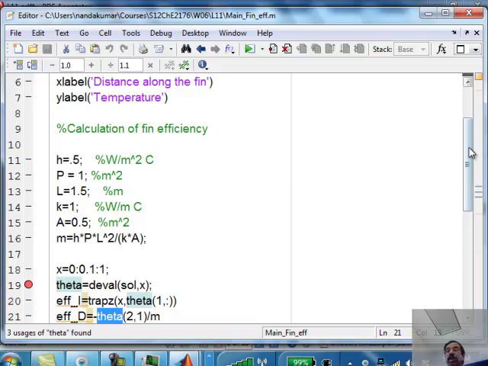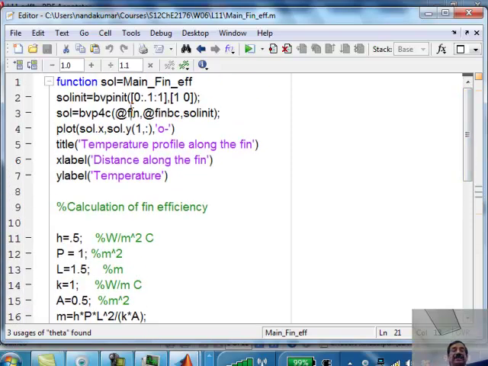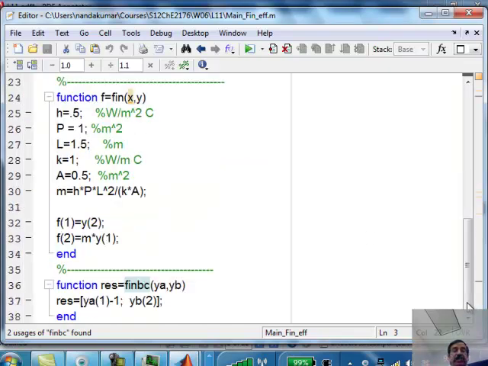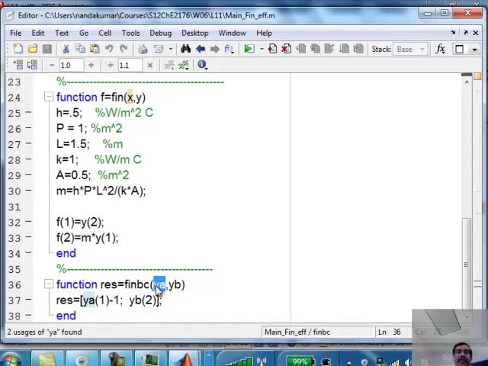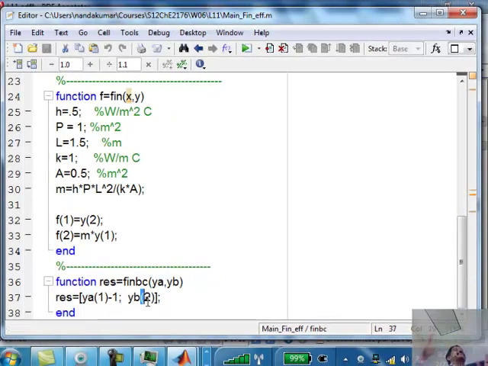Of course, it makes a call to two functions. One is the fin, the other one is the fin boundary condition. Those functions are written in the same file as sub-functions. If you recall here, we are saying that the temperature is 1 at the left end, that is YA1. YA stands for left boundary, YB stands for right boundary. And at the right boundary, we are setting the tip to be insulated, so we are setting the derivative of the function equal to 0. Those are the boundary conditions.